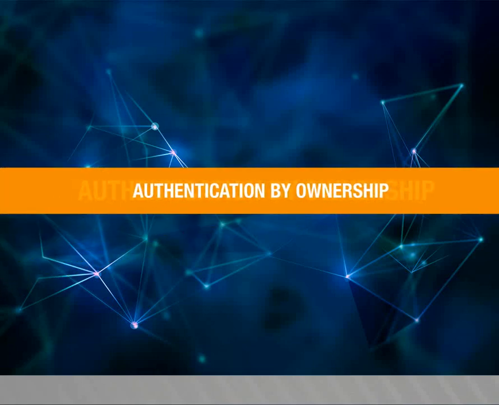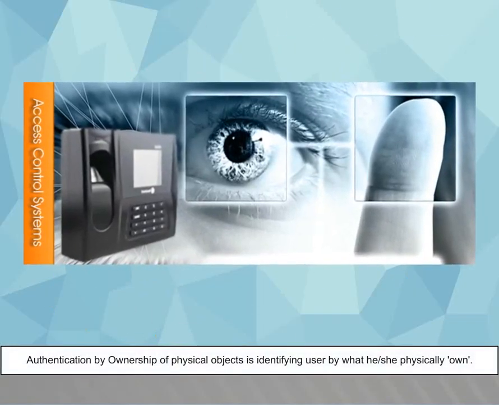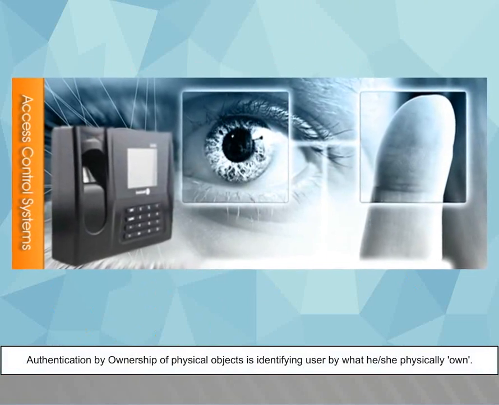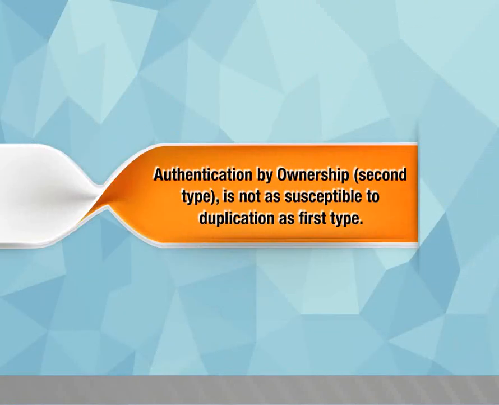Authentication by ownership. In this video, we are going to learn about authentication by ownership. Authentication by ownership of physical objects is identifying a user by what he or she physically owns. Authentication by ownership, second type, is not as susceptible to duplication as first type.